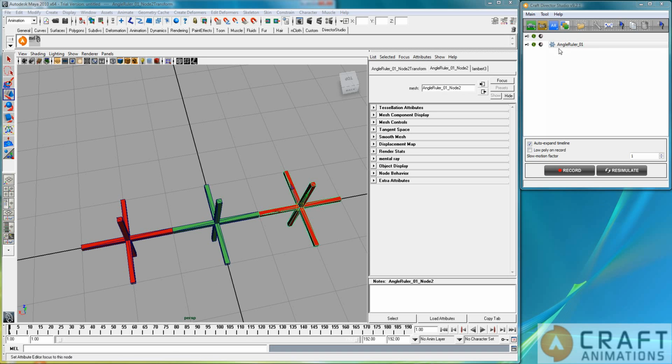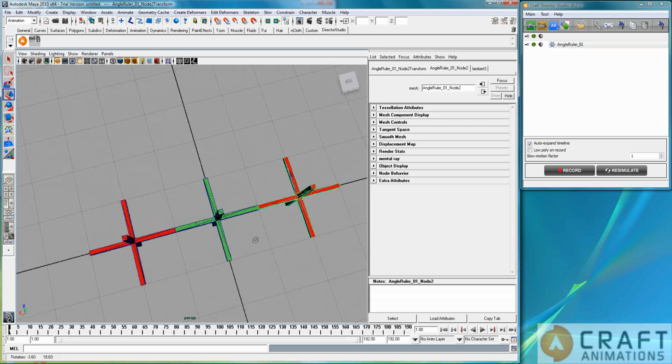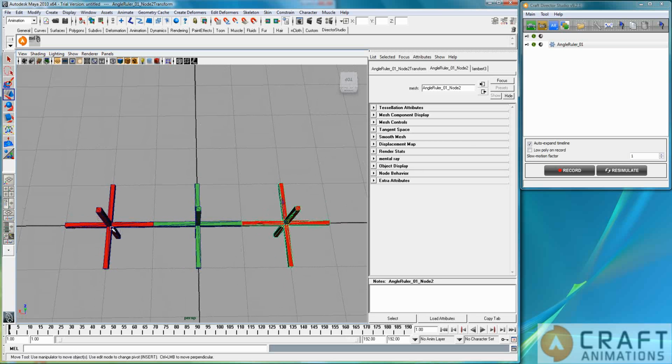I'm going to show you the angle ruler. Now, a ruler is something you measure with, and guess what this measures? Well, angles. So how does it measure angles? Well, it's the angle that these two red crosses here make with this green cross in the center. So this would make 180 degrees now.